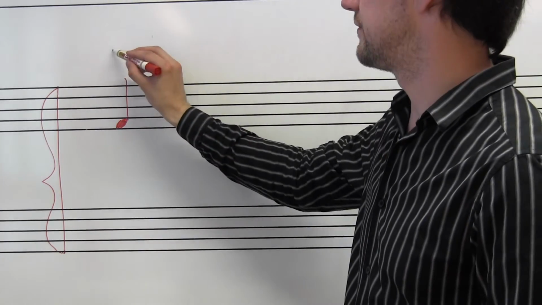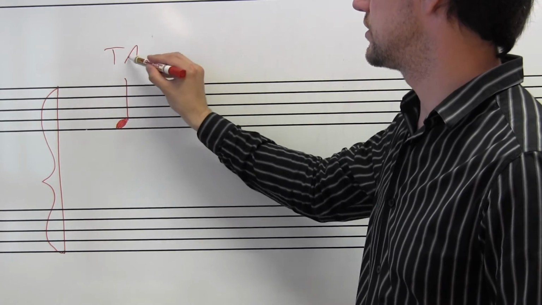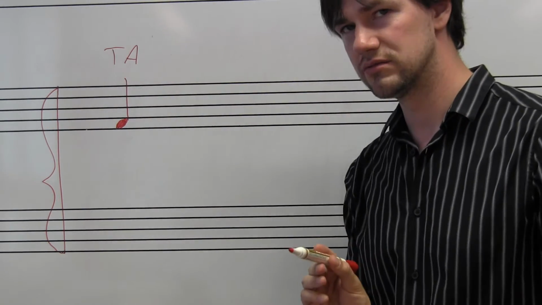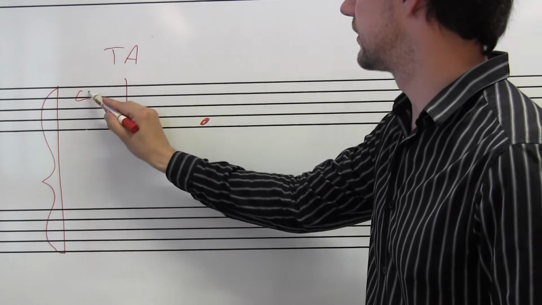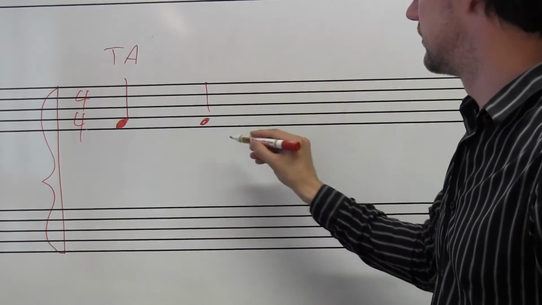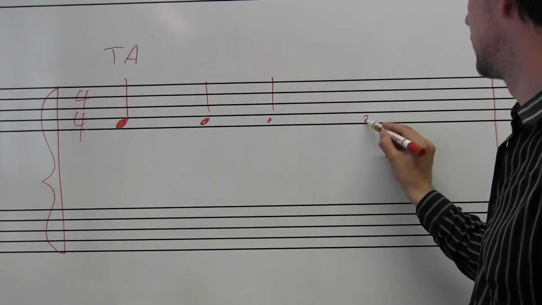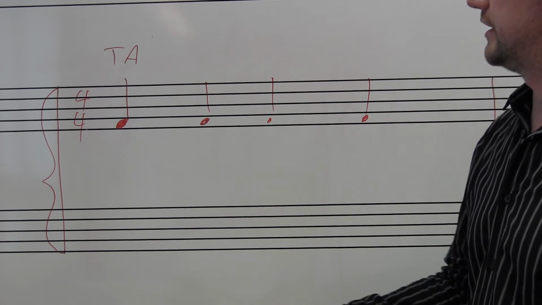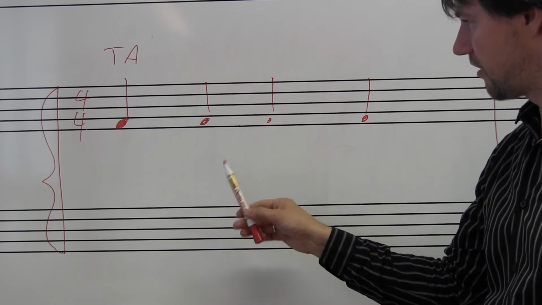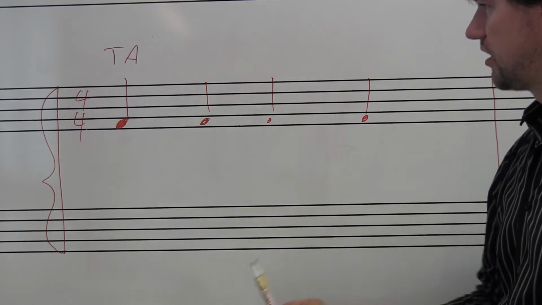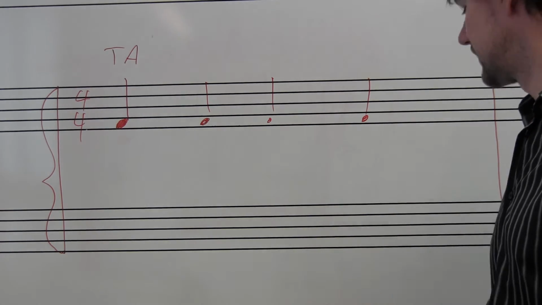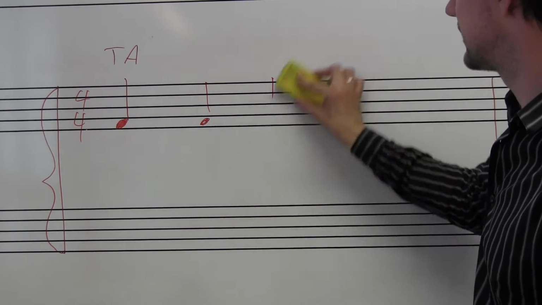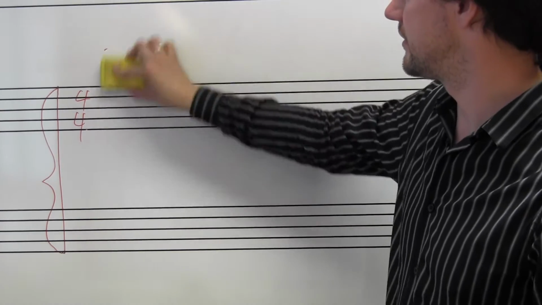So what do you say for a quarter note? Quarter note is a ta. So it's ta. So when there would be, for example, 4 quarter notes, you would say ta, ta, ta, ta. Good. Let's go on. So please remember it.